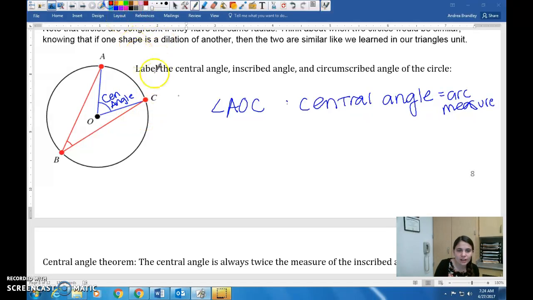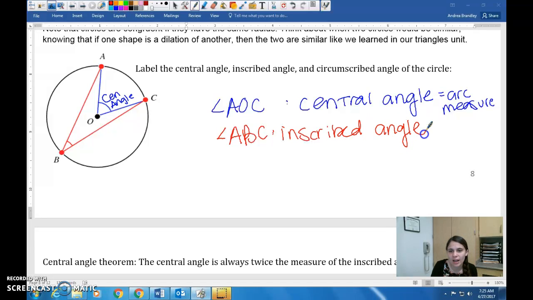And then our red angle that we have here, angle ABC, is what's called an inscribed angle. I'll give you some interesting info on that in just a minute. And then one angle I'm actually going to have to draw on here is if I have a tangent line through this point, this purple angle right here, and I'll label this D. So angle ADC is what's called a circumscribed angle.